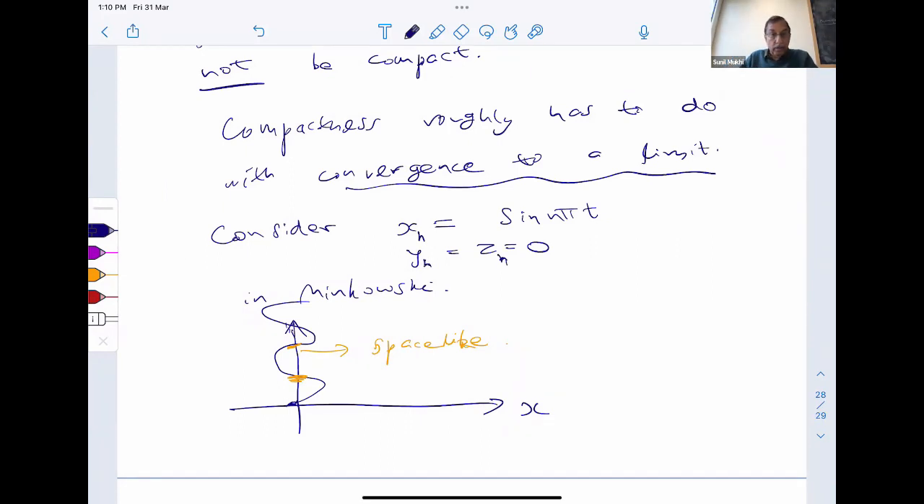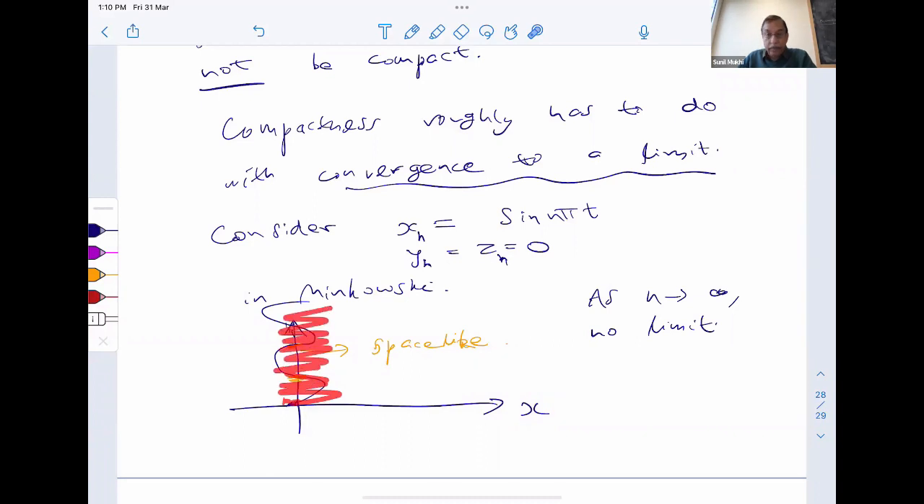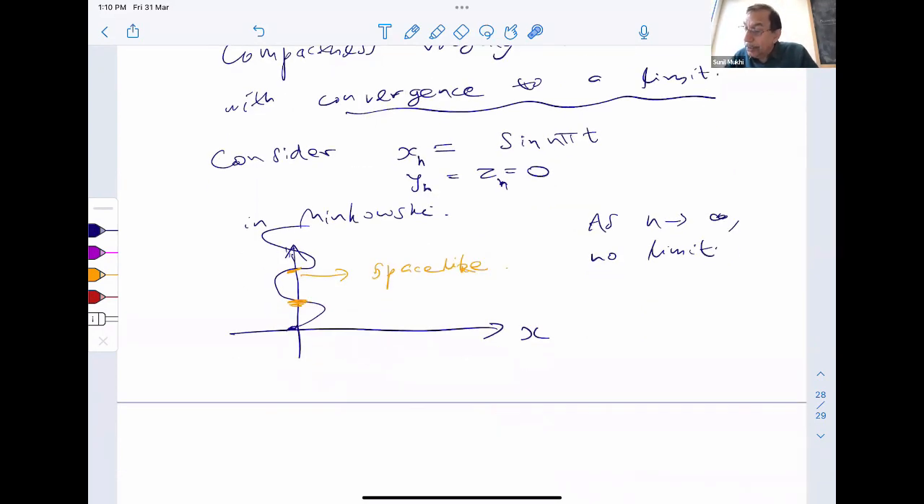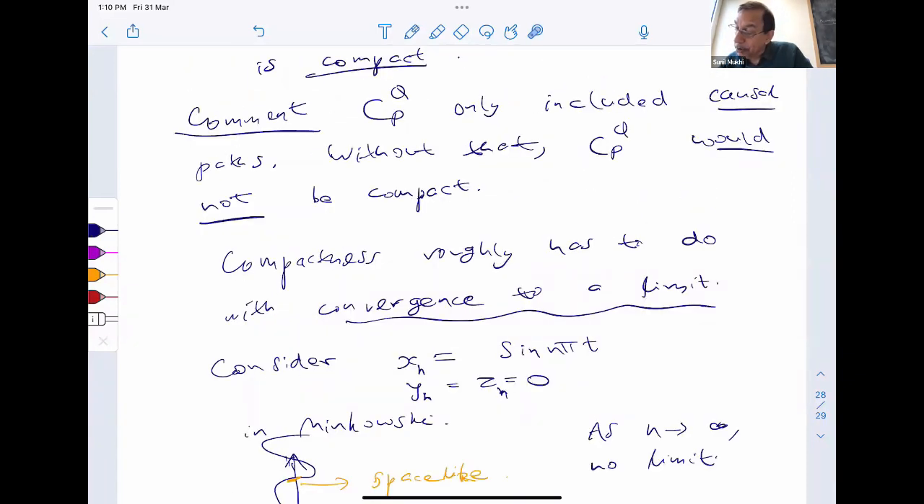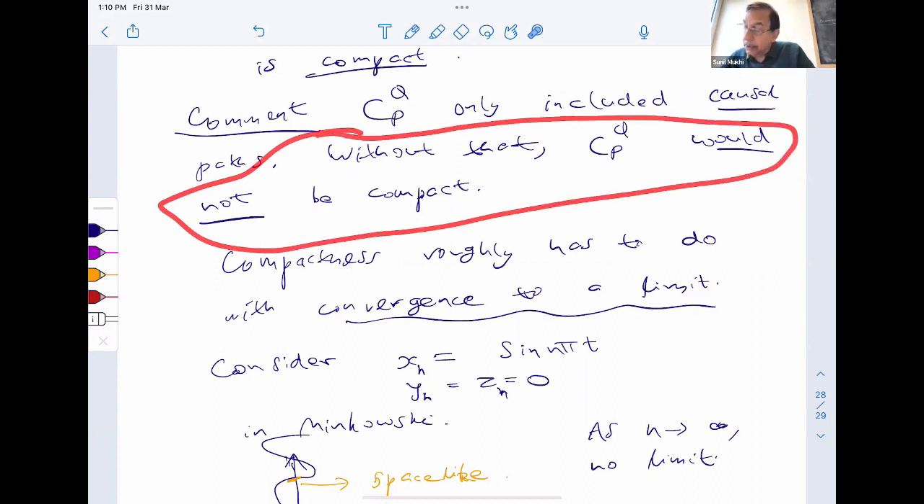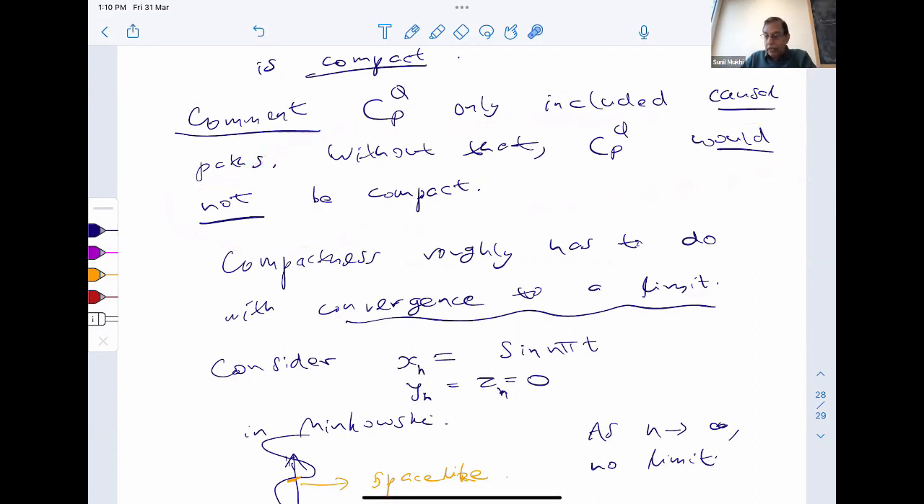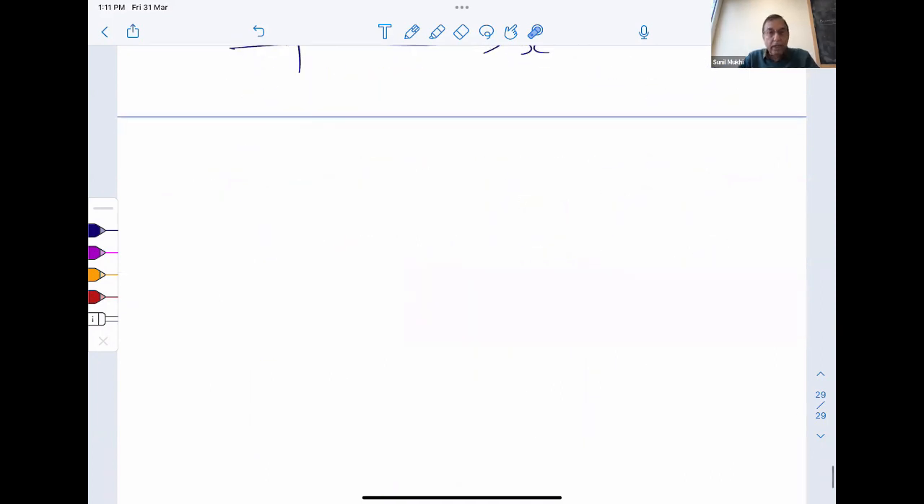Xn is this. Now you can see that as n goes to infinity, there's no good limit. No limit. Because the curve just gets wilder and wilder. Okay. If n is very large, then the curve is going to basically zigzag like this all the way. And that's not a limit. Okay. So we've shown this, that without causality, this space had no chance of being compact. Okay. But I didn't get into the gory details of what is compact.